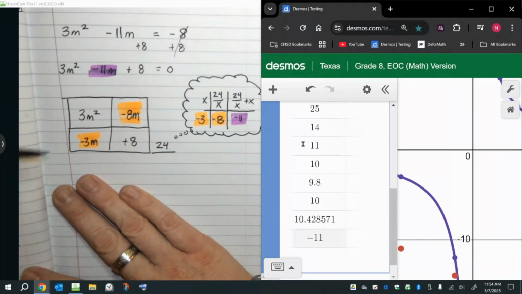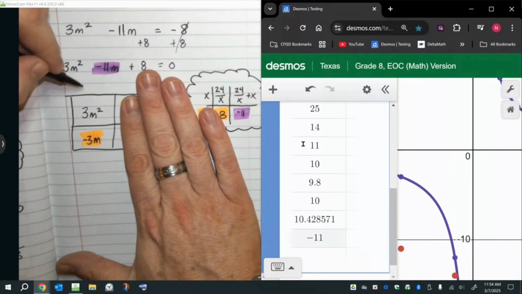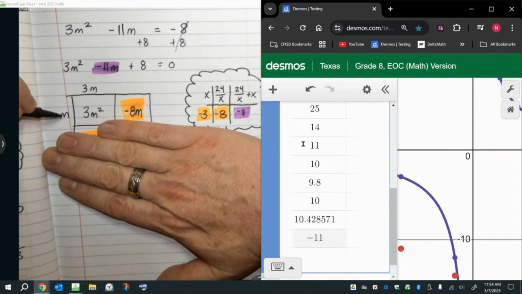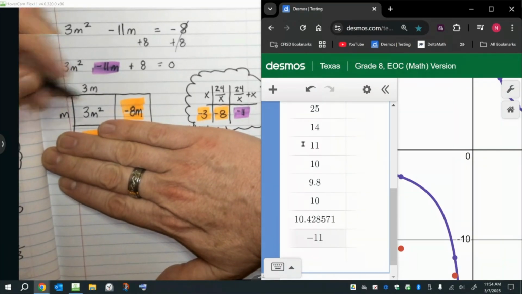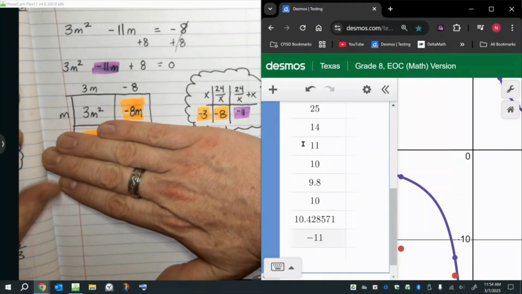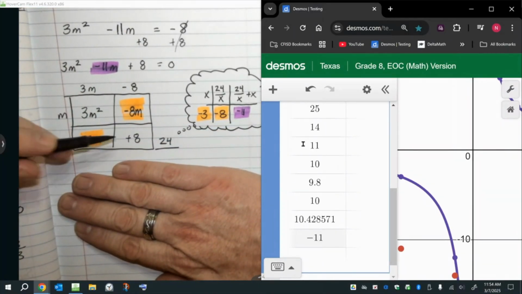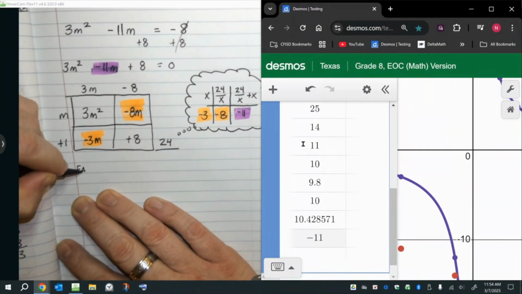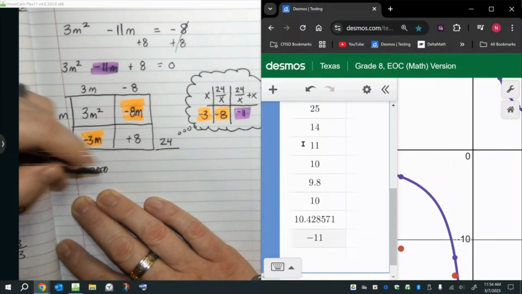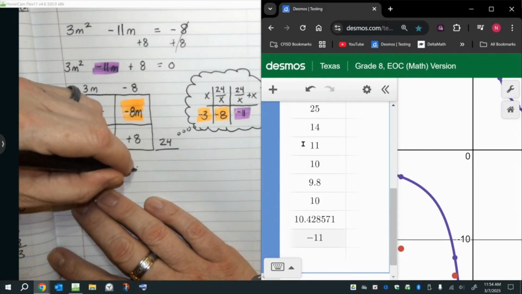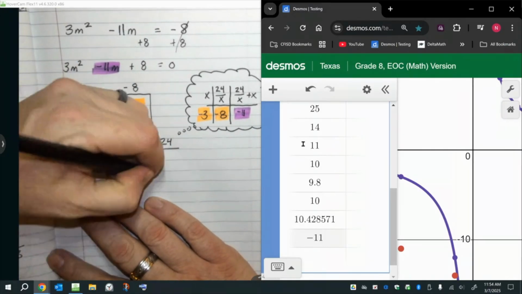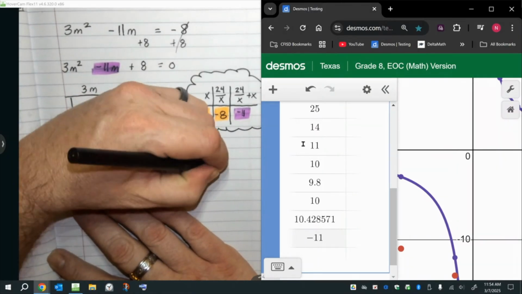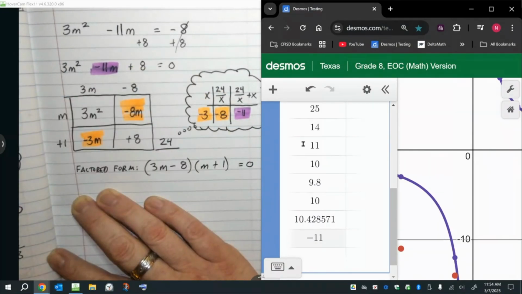Now we just take the GCF of everything. These two guys, they're both common about 3 and m. These two, they're both common about m. That now multiplies to give you this. M times negative 8 is negative 8m. Negative 3m and a positive 8, the only common thing about them is 1. So factored form. We have 3m minus 8 and m plus 1 equals 0.